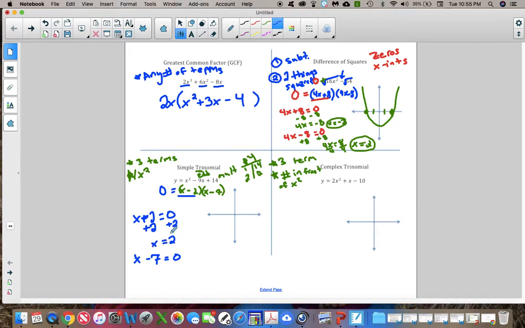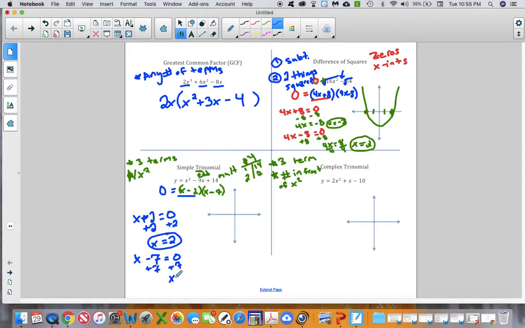All right, that's one of my solutions. And if I add the 7 to the other side, +7, x will be +7. Okay, so there he is. So I have a place at 2. 1, 2, there's a dot. 3, 4, 5, 6, 7.